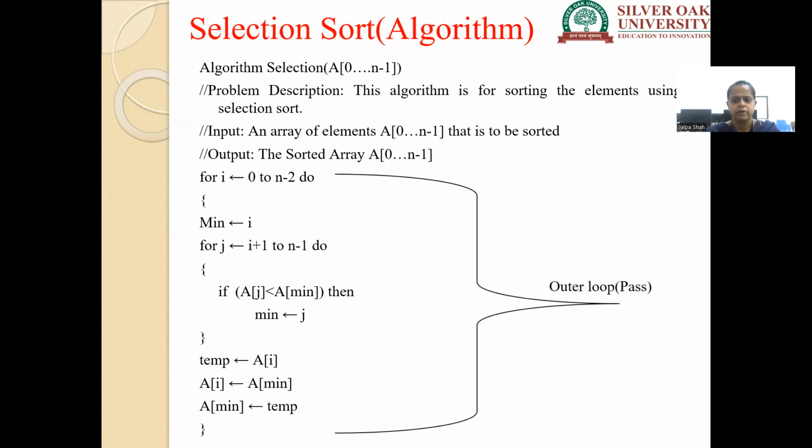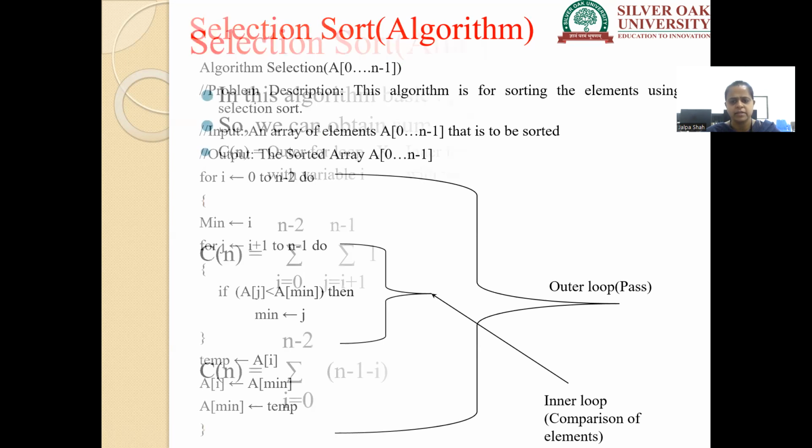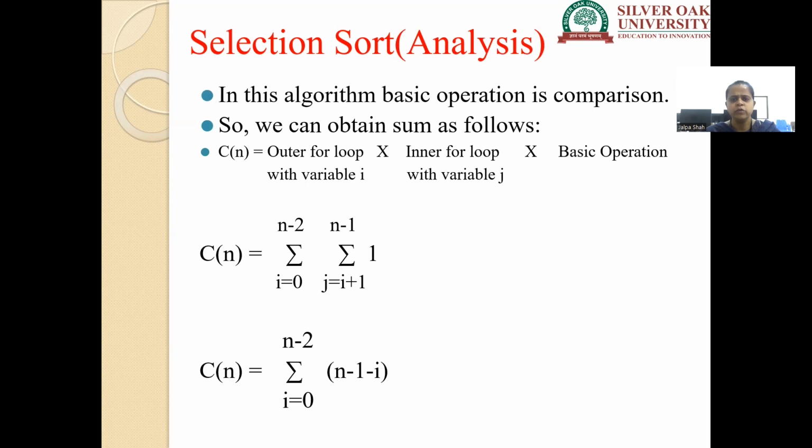So our whole array will be sorted. Here you can see that is your whole outer loop, whereas the inner for loop is for the comparison. Now we need to see the analysis, or the complexity, of the selection sort. In this algorithm, the basic operation is comparison. So we can obtain the sum as follows: outer for loop with variable i, inner for loop with variable j, and the basic operation under that inner loop.